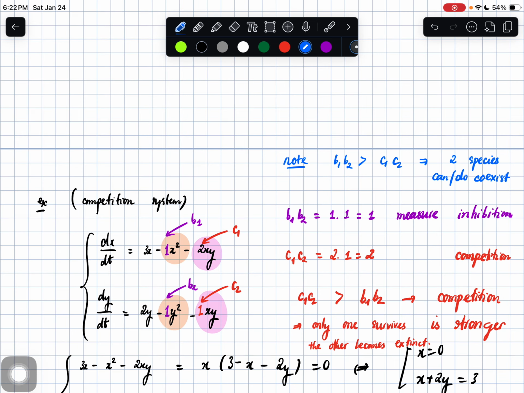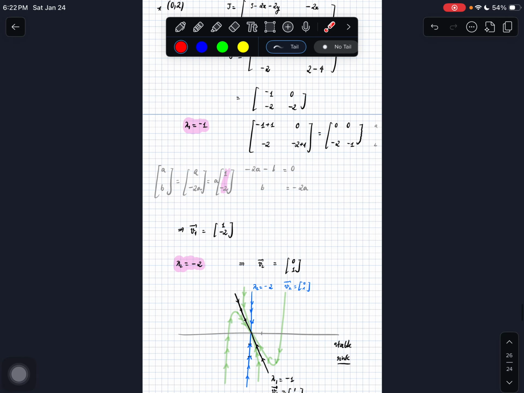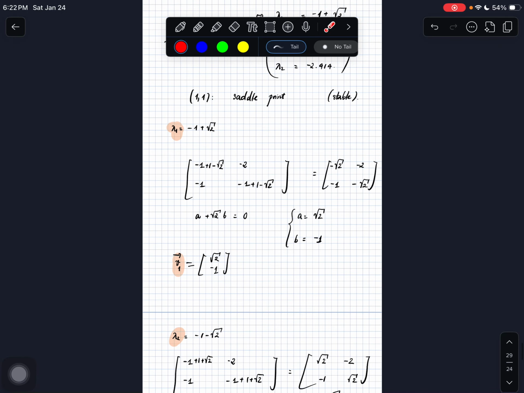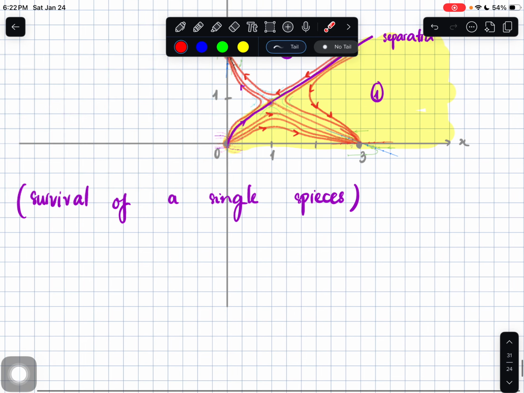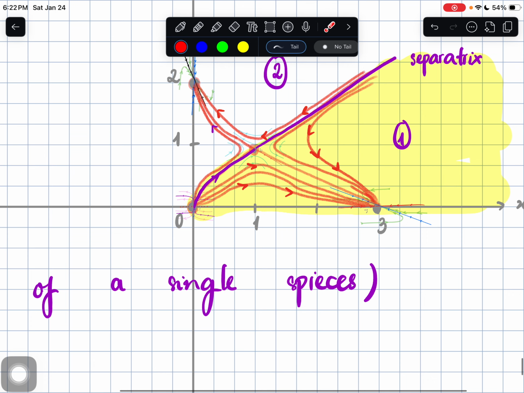So in our case, the competition is stronger. That's why you see that there is a separatrix there. Unless it's on this exact separatrix line, it can go into the point where they can live together. But if a small perturbation happens, it will likely go out from this separatrix line, and one of the species will die out, and only one can survive.